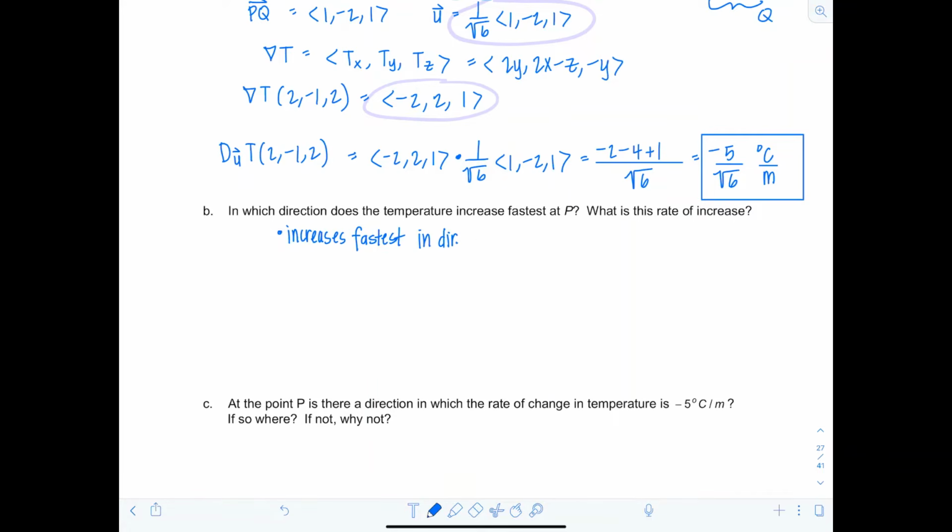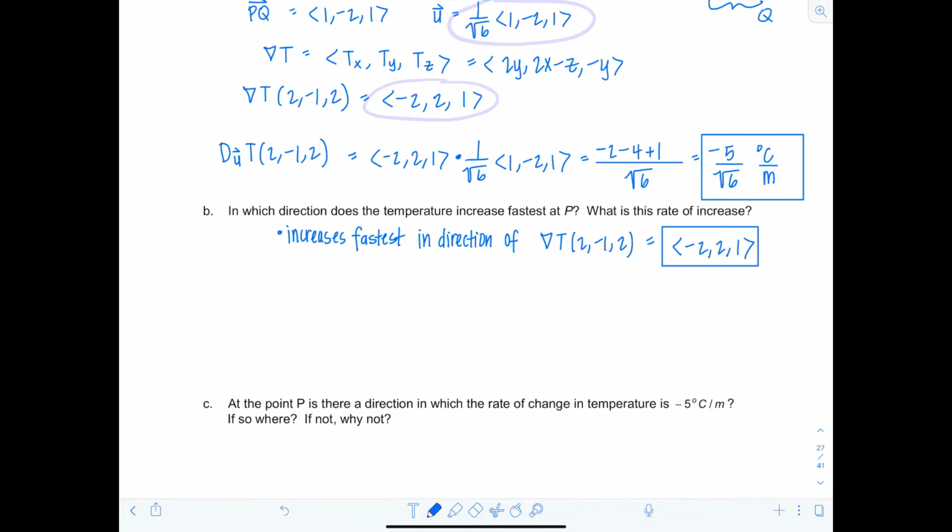in the direction of the gradient of t at P, which was 2, negative 1, 2, which has components negative 2, 2, 1.